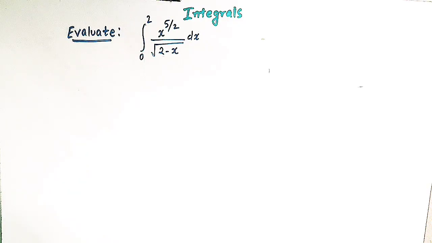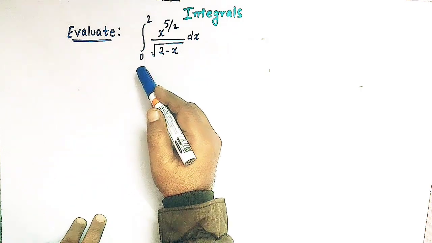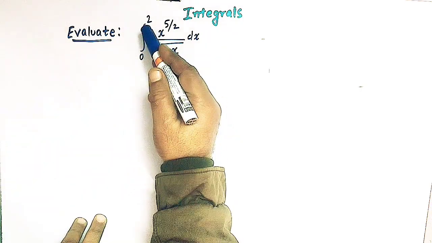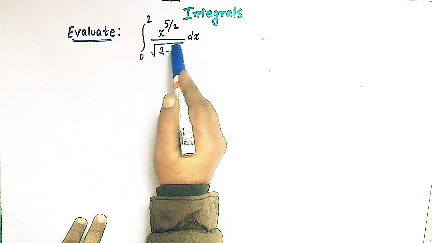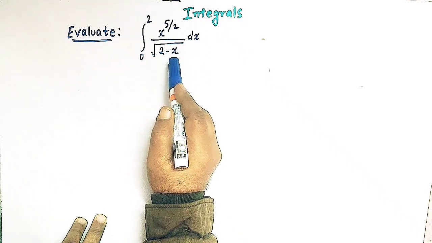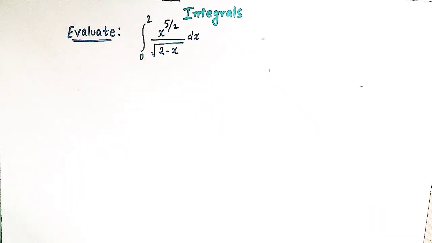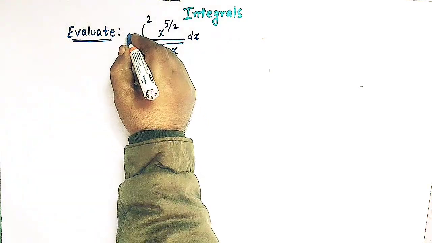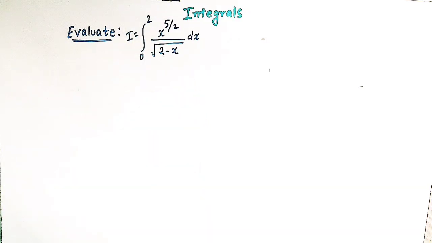Hello viewers, in today's session we have another important and interesting problem from beta gamma functions, and here we are going to evaluate this integral from 0 to 2 of x raised to 5 over 2 divided by square root of 2 minus x dx with the help of some concepts from beta and gamma functions, right? So let us start. Let us first take this integral as I, right?